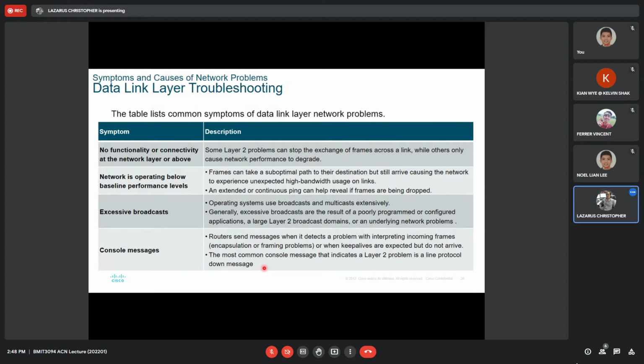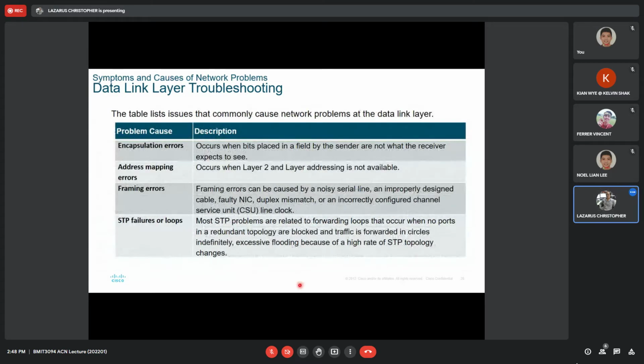Okay. All right. At the data link layer, we continue with a few more. Encapsulation error. An encapsulation error simply means a network stack problem: the sender places some information in a field that is not what the receiver expects to see. Address mapping error: Layer 2 and Layer 3 addressing is not available.